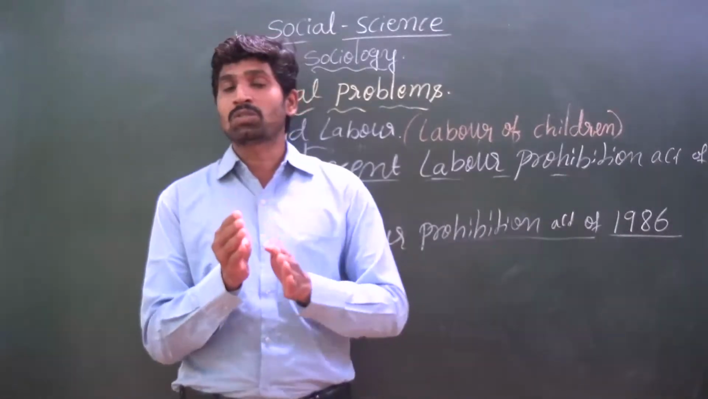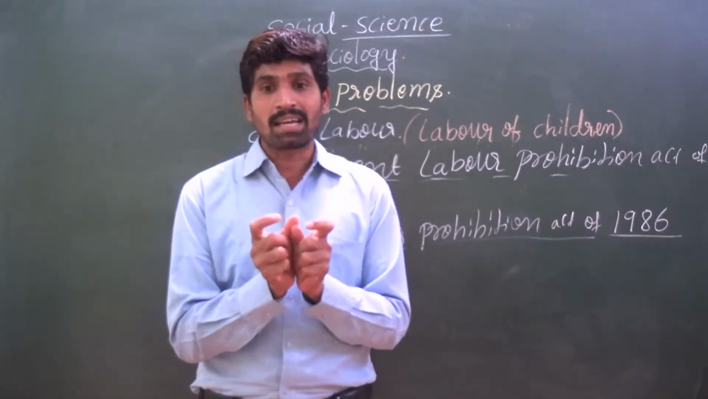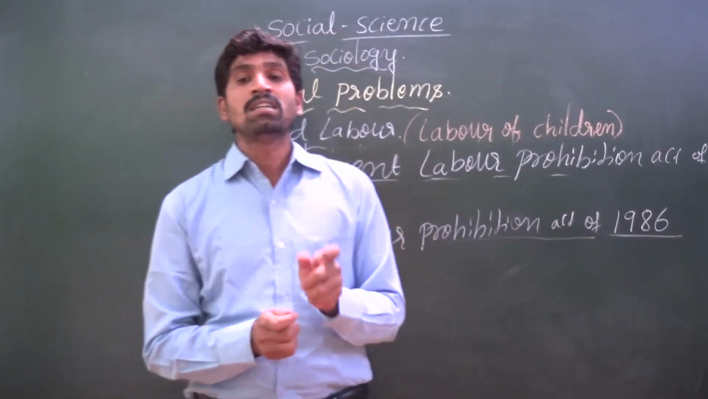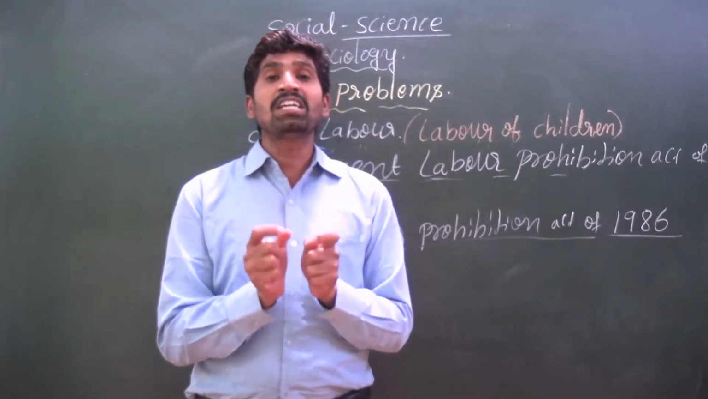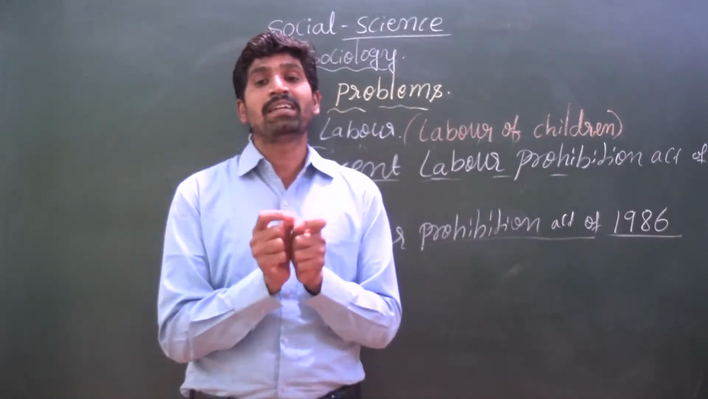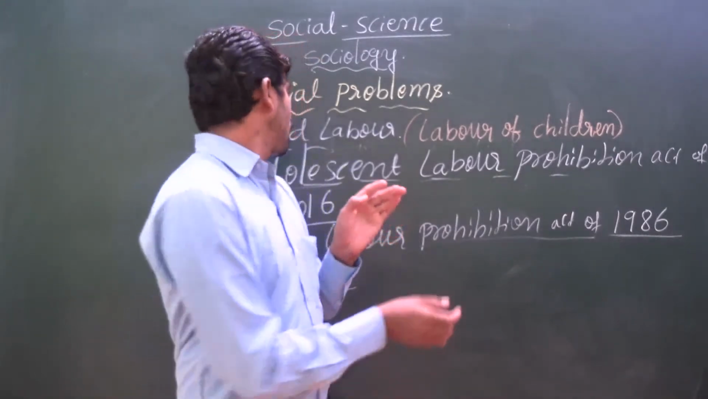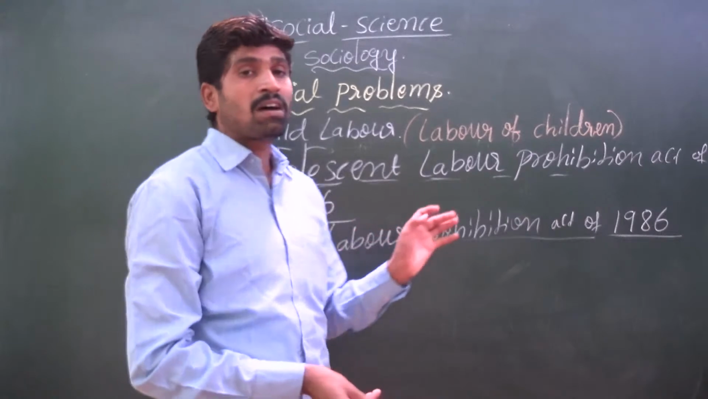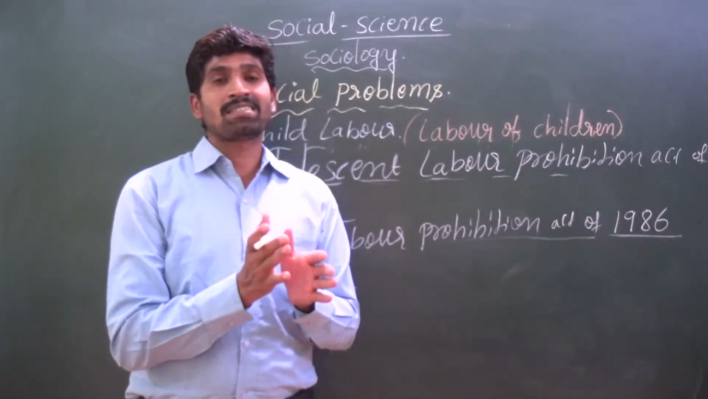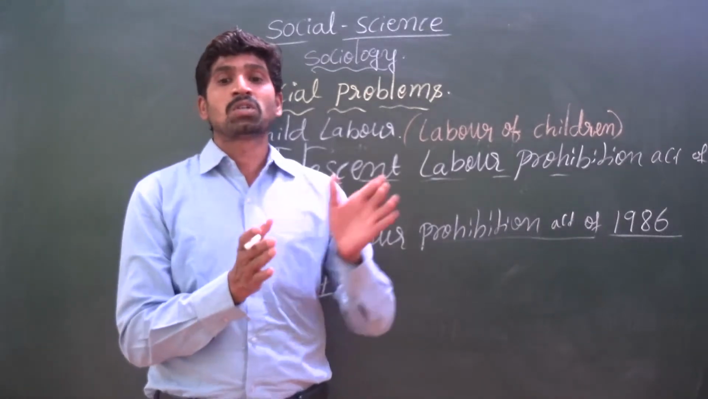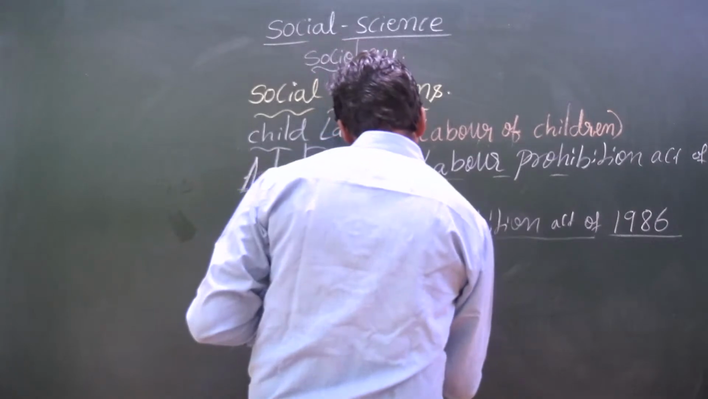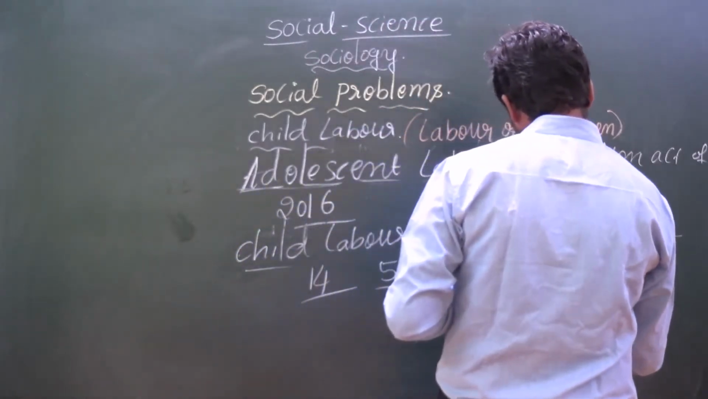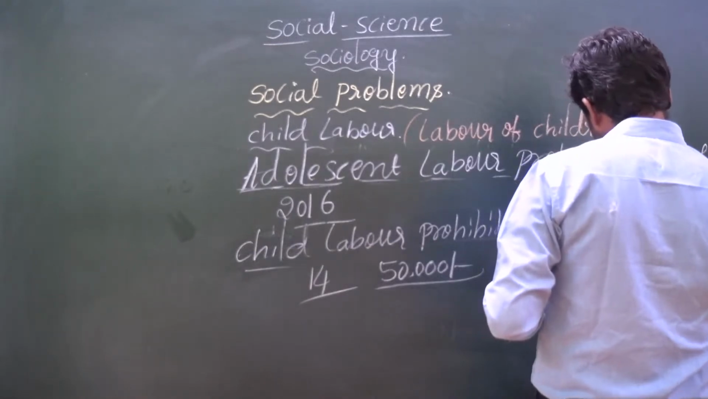If they are employed, what is the punishment? According to Article 14 of the Adolescent Labor Prohibition Act of 2016, the violators face a fine of 50,000 rupees and 2 years imprisonment. If a person employs children as labor, the punishment is a fine of rupees 50,000 and 2 years imprisonment.